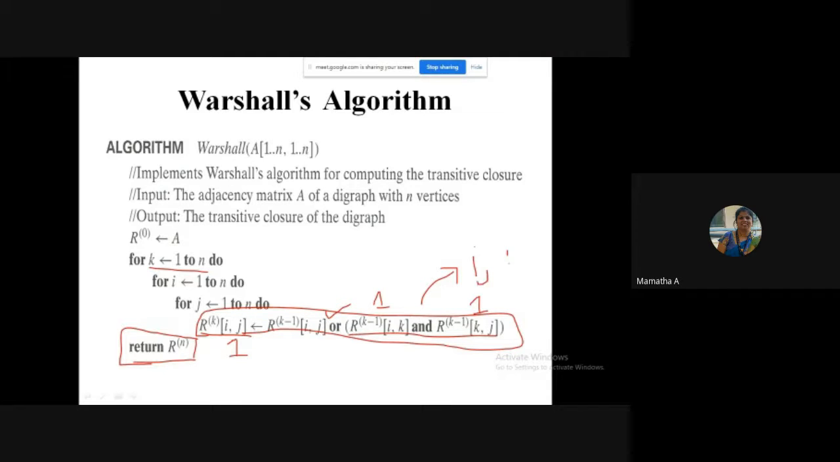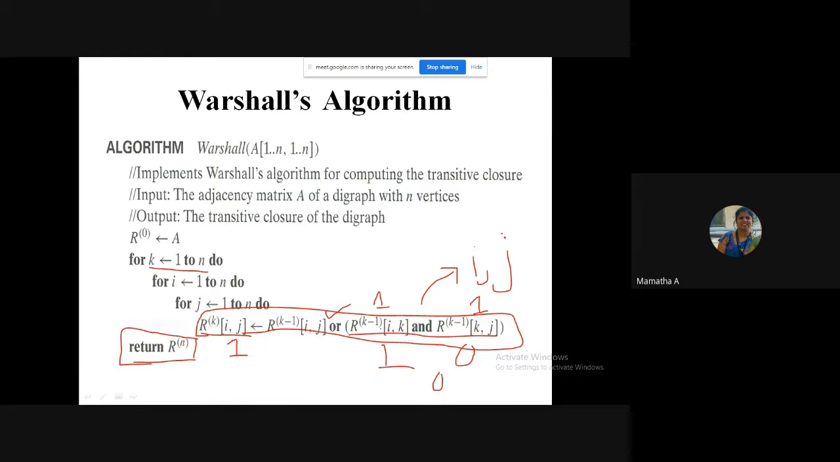Otherwise, no. See, if this is 1 and this is 0, you all know 1 and 0 will be 0. There's no path. Both should be 1. That's why here it is an or. Remember, you should put parentheses around these two things because these together will determine the path between i comma j. Are you understanding? Right?